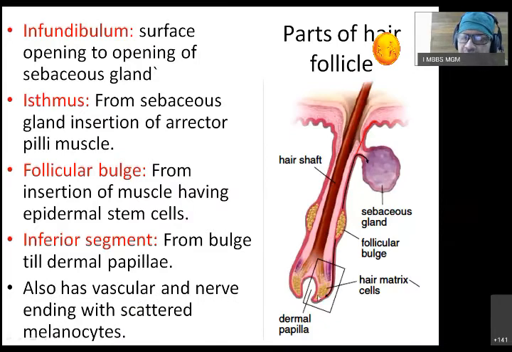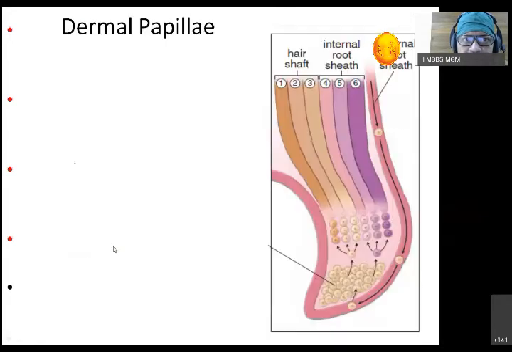Also have a vascular nerve ending. That is what we talked about. So infundibulum, isthmus, follicular bulge, inferior segment. So above here we saw in a bit of detail, and now the inferior segment. Now this is how the inferior segment will be seen.